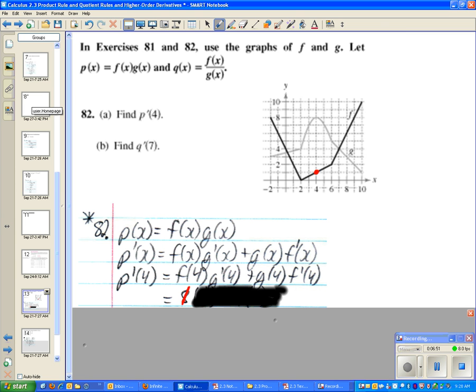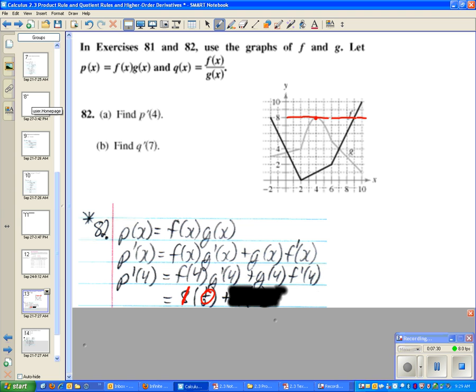Now, they don't give us the graph of g prime. They give us the graph of g. But look right here. That's the point on g where x equals 4. Well, the derivative is the slope of the tangent line. So, if I drew a tangent line to that red point up there, wouldn't it be horizontal? And what's the slope of that tangent line? 0. So what's g prime of 4 equal? 0.